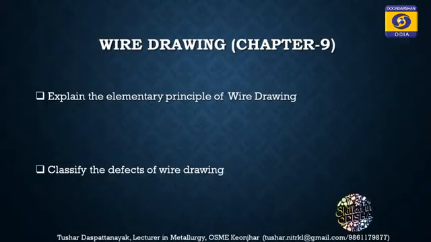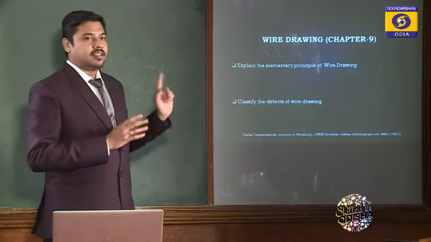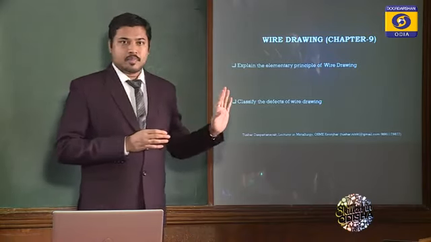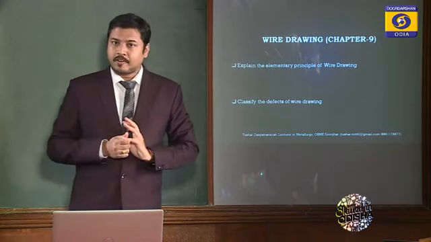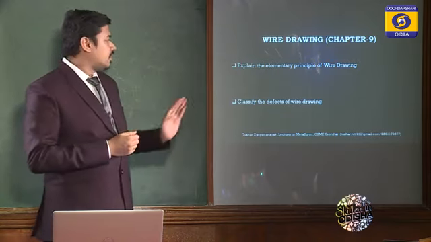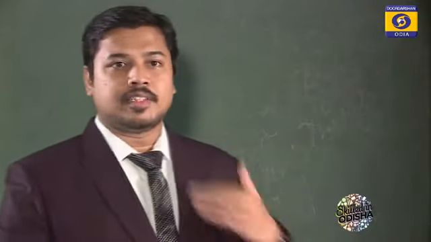This is the syllabus as prescribed by SCTVT. 6th Sem subject, metallurgical engineering. First is explain the elementary principle of wire drawing. Second, classify the defects of wire drawing. This is as prescribed in the syllabus. We'll start with the elementary principle of wire drawing, then we'll move further with the defects. Okay.